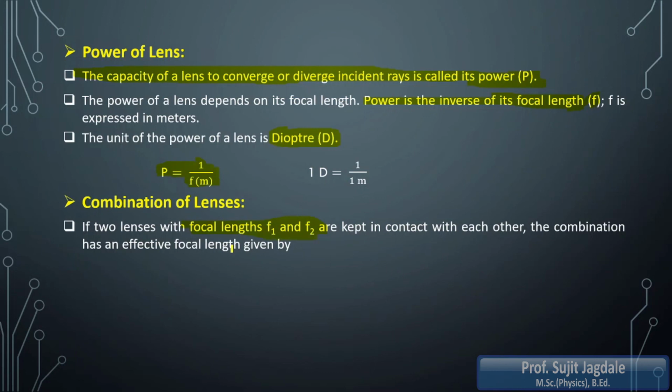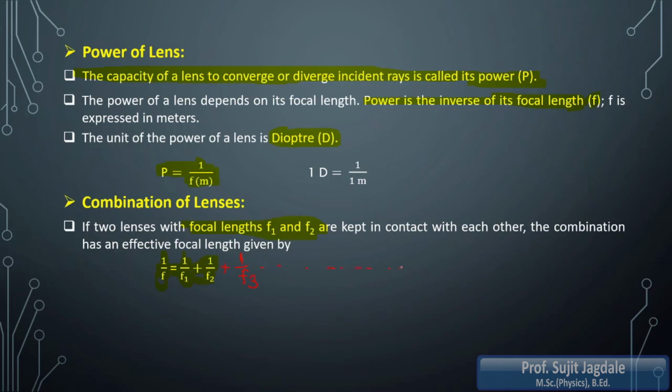The combination of these lenses gives the effective focal length by the formula 1 upon f is equal to 1 upon f1 plus 1 upon f2. That means you just add the reciprocals of the focal lengths of the individual lenses. If instead of 2 lenses I am taking 3 lenses, you have to consider plus 1 upon f3. That means the third term should be added to the first 2 terms. In this way we can extend that formula.